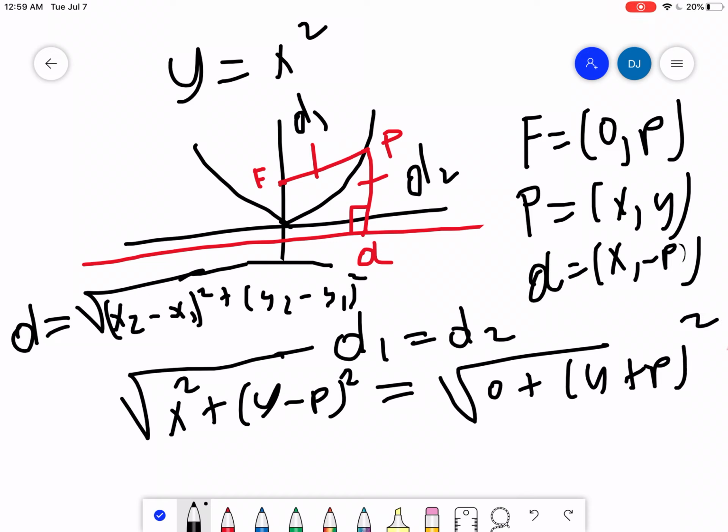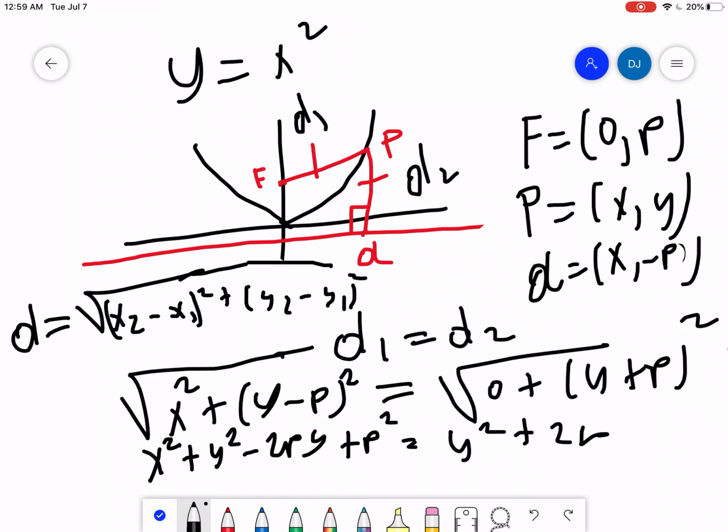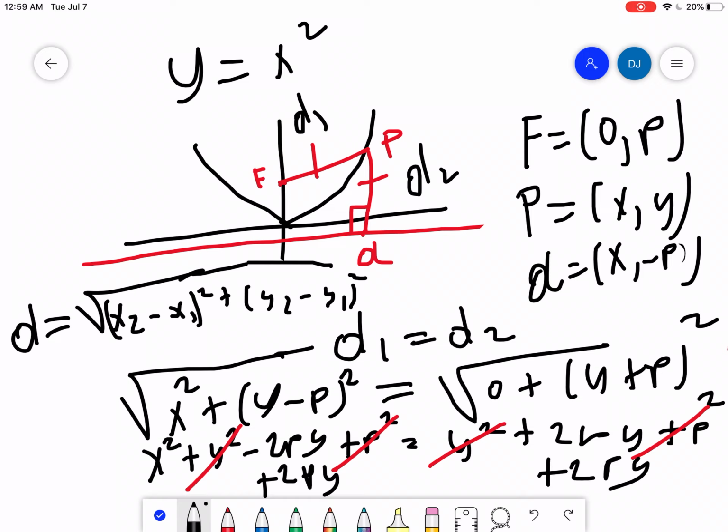Now, using algebra, we get rid of the radical and we expand the binomials. We get x squared plus y squared minus 2py plus p squared is equal to 0 plus y squared plus 2py plus p squared. Now, canceling common terms and adding 2py to both sides, we isolate for the x squared and set it equal to 4py.